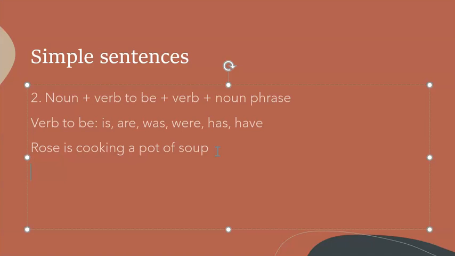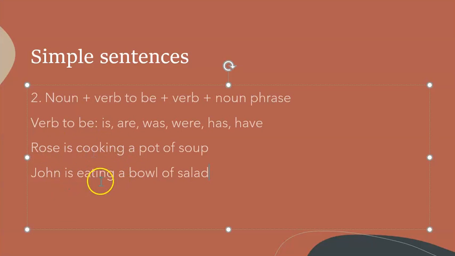Another example could be John is eating a bowl of salad. Okay, now you have the subject. Remember, you always start your sentence with a subject, a noun, or a pronoun. In this case, I'm using both examples as noun of people. Okay, name of a person. And then I have verb to be, is. I use is because it is singular. And then when you have verb to be, you must add ing to the verb.